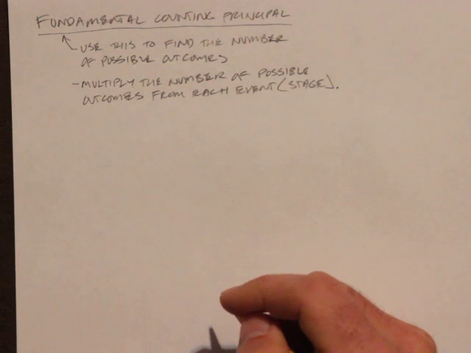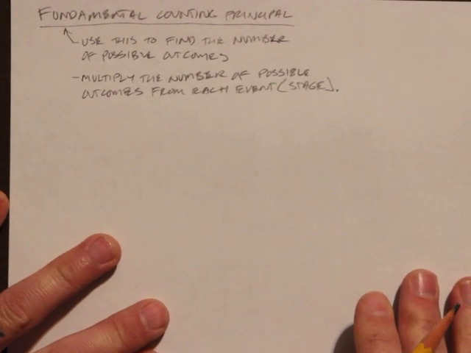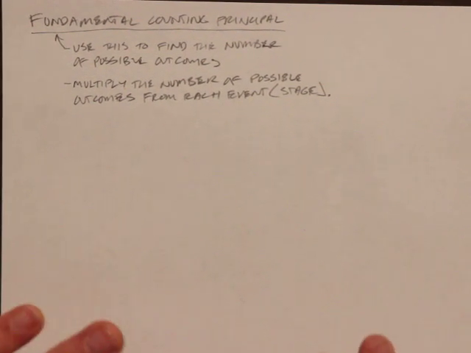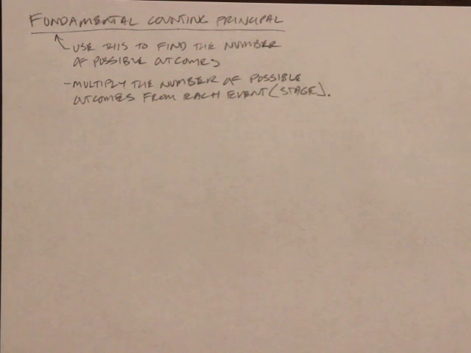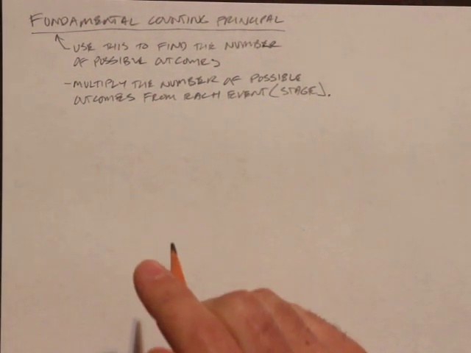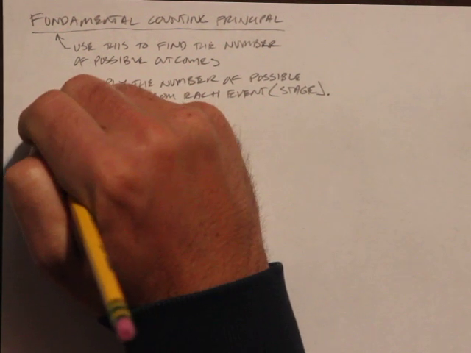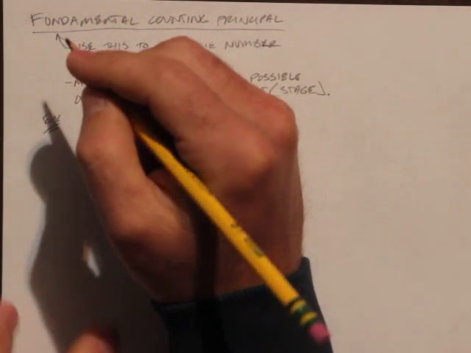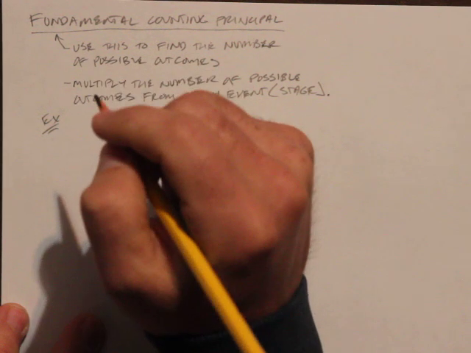Okay, so let's see how this works. We're not writing out the whole sample space. We're just figuring out how many possible outcomes there are. So here's an example. We're just going to do 2 examples, and then we'll be done with 13-1.